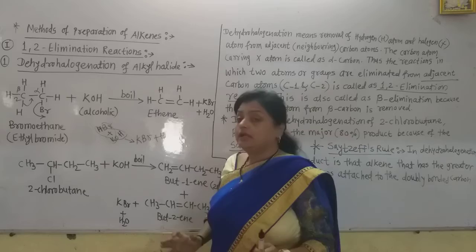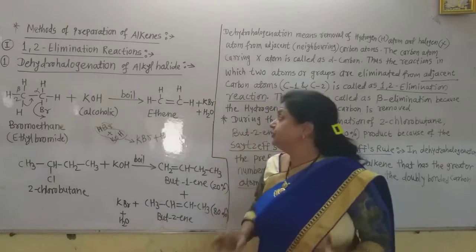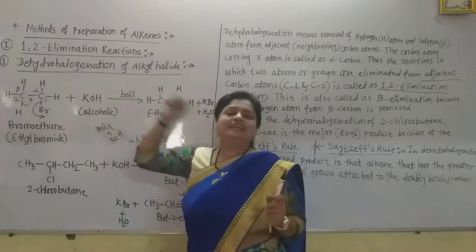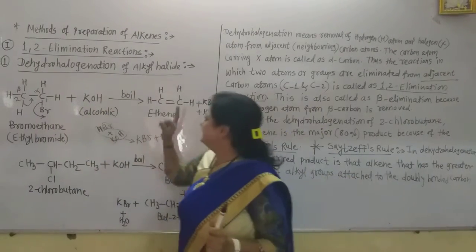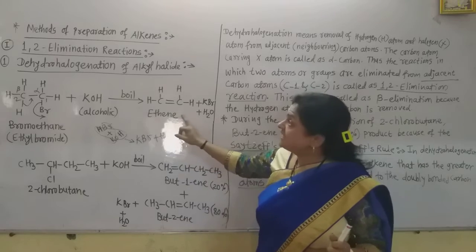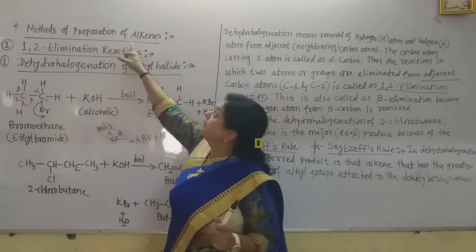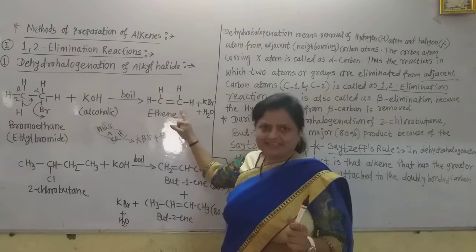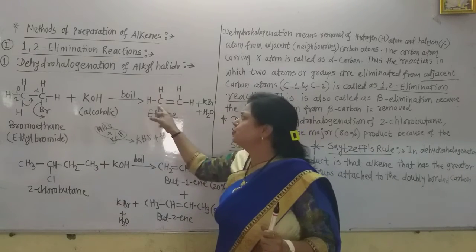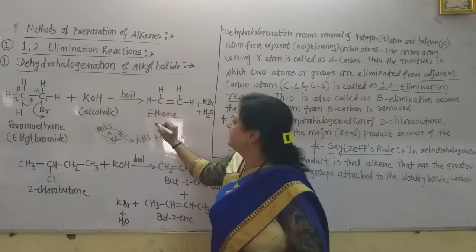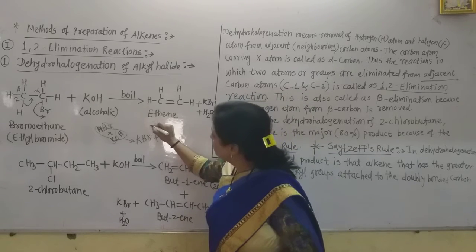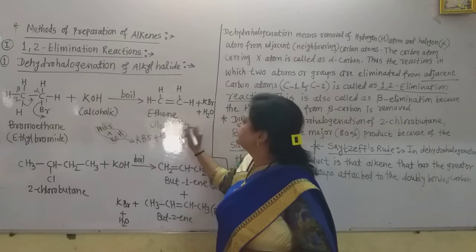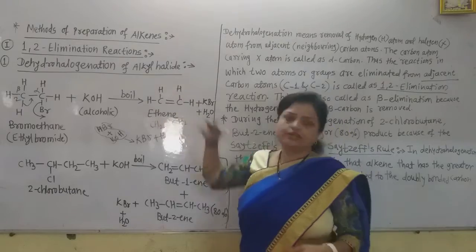But for the elimination reaction, we must use the alcoholic solution of KOH and boil these two reagents or reactants. Then you obtain the alkene. We are seeing the methods of preparation of alkene. Now, did we get the alkene? Yes. This is ethene, CH2 double bond CH2. You can write it in this way. Only the hydrogens are shown separately.